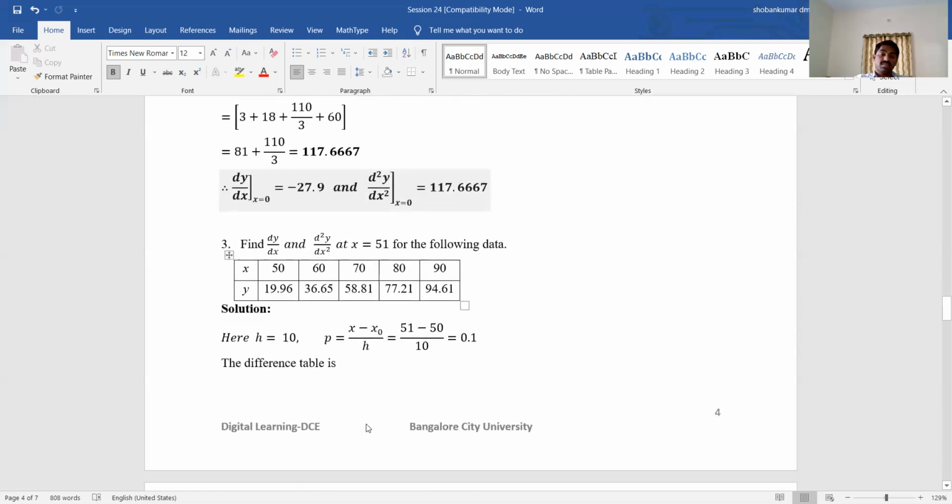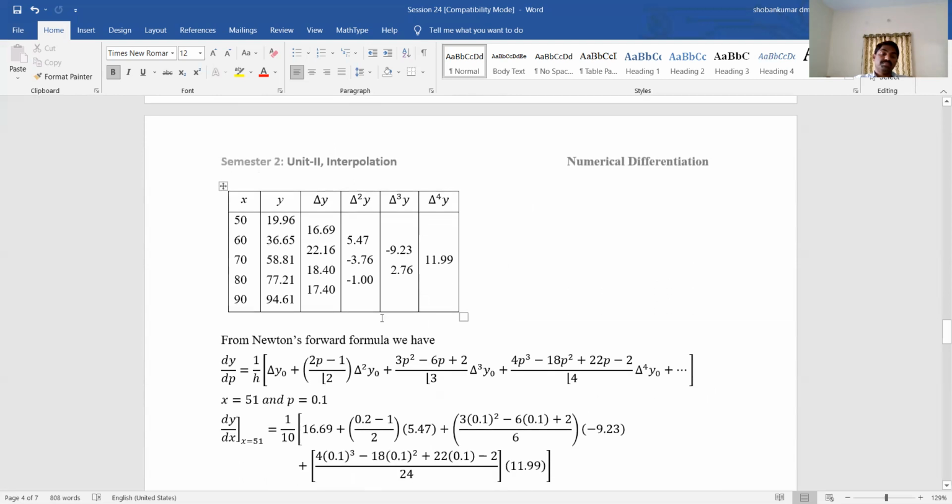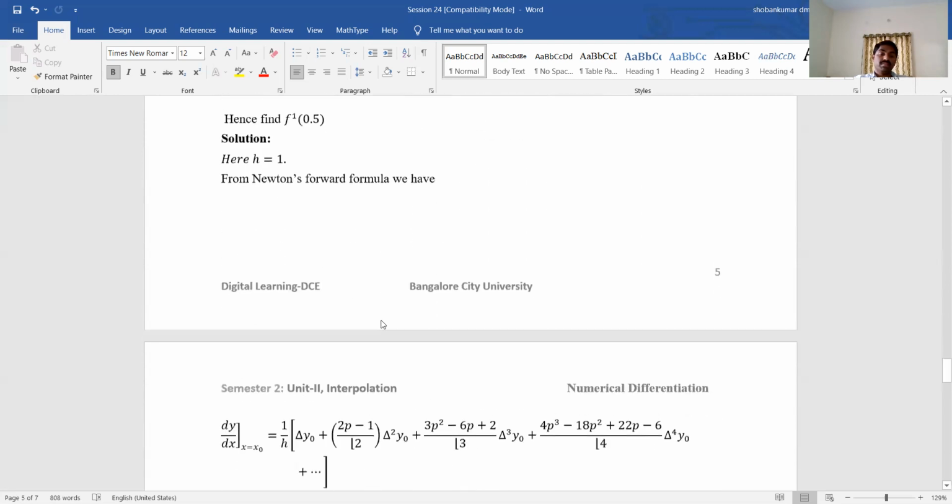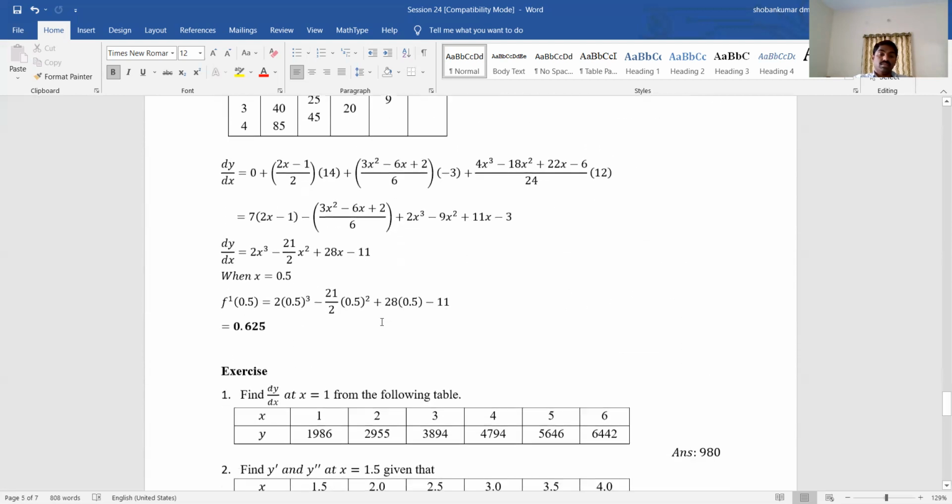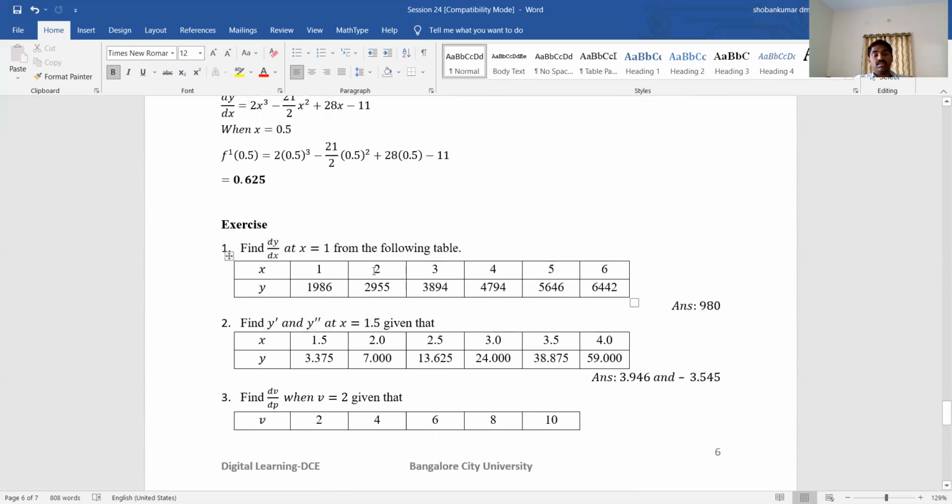Similarly, we can discuss the same problem, but the data is different. These are exercise problems. Do them yourself. I hope you all understand well.